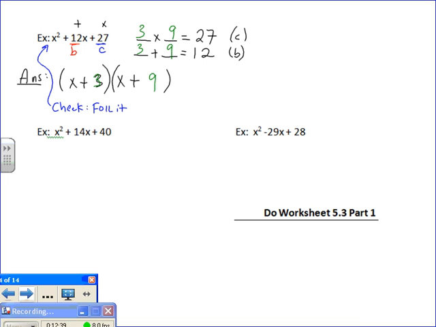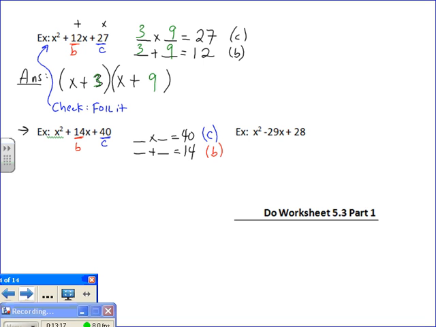Let's do another one. Let's do this one here below. Okay, x squared plus 14x plus 40. Again, I'm looking for two terms here that are going to multiply to give me my last term. So I'm looking for two numbers that multiply to give me c, and c is 40. And I'm looking for the same two numbers to add to give me my middle term, which is 14. So my middle term here is b, which is the number in front of the x. Okay, and that's 14.